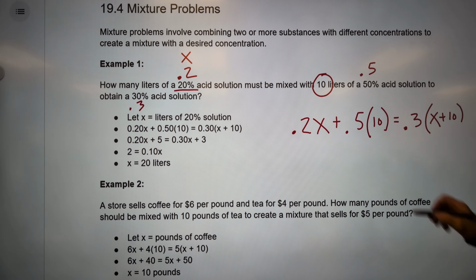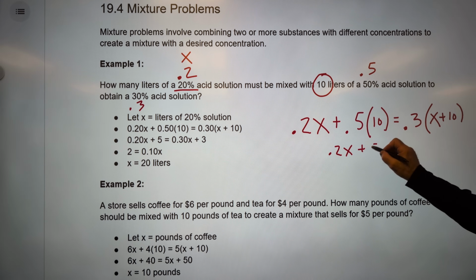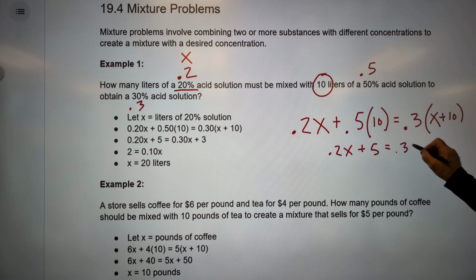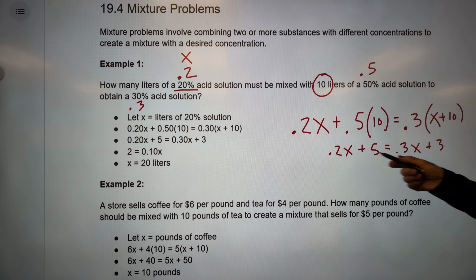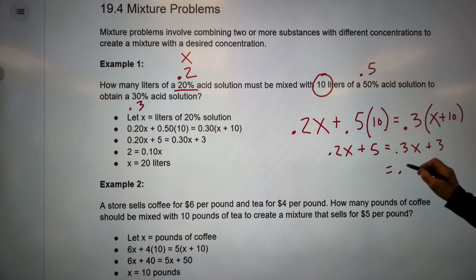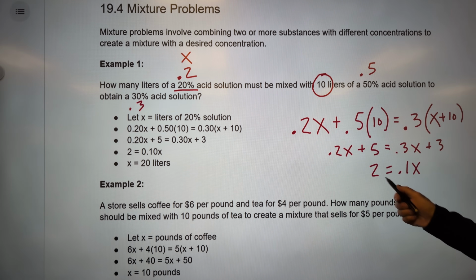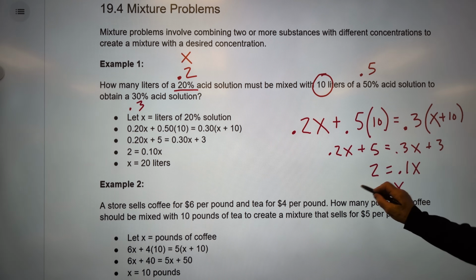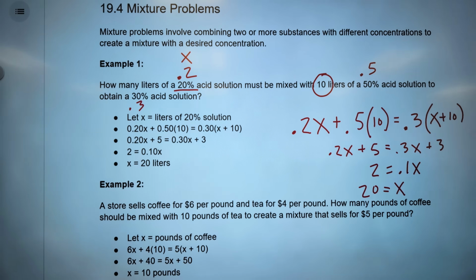Let me clean this equation up a little bit. I have 0.2x plus 0.5 times 10, which is 5, is equal to 0.3x, and 0.3 times 10 is 3. I'm going to keep my x's positive. I'll subtract 0.2x from both sides to get 0.1x, and subtract 3 from both sides to get 2. I'm going to divide both sides by 0.1, so x is equal to 20. So the amount of this solution is 20 liters.